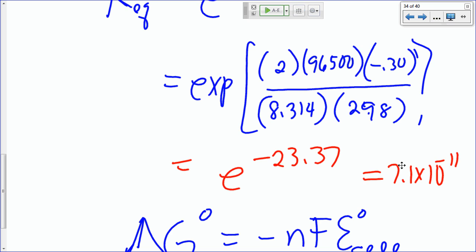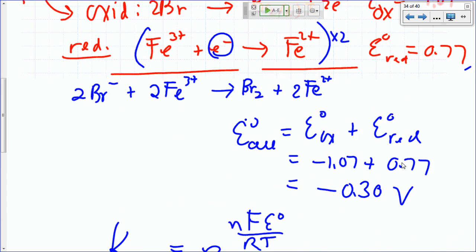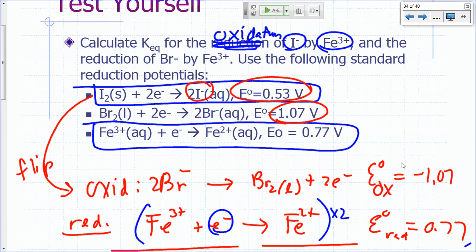What's one practical application of this in the lab? If you have a mixture of iodide and bromide, and in Chem 110 you'll be doing this experiment, you add ferric ions to it. You can separate the iodide from the bromide because the iodide will react. It will give you I2, and then the bromide will not. Your bromide stays the same.